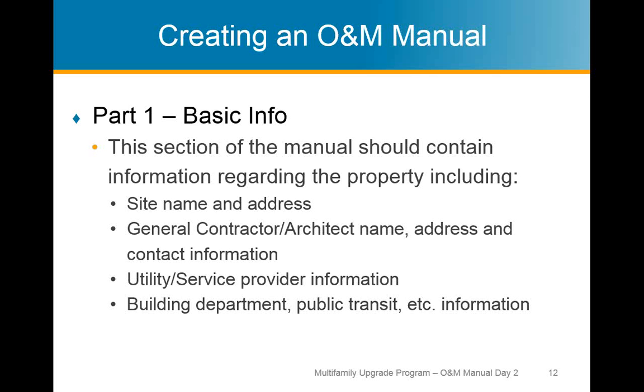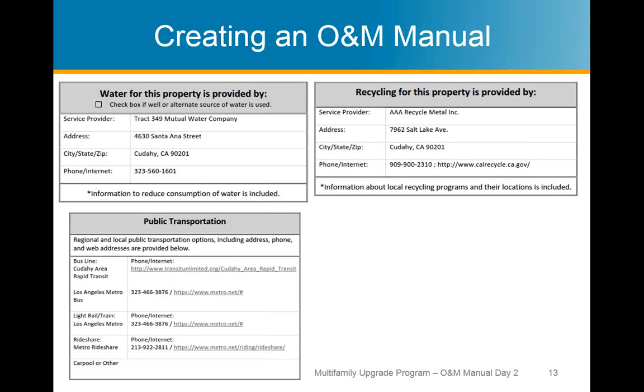And then some things that may not be immediately obvious for basic info are external resources: the city's building department, the municipal information, the county information, but also public transit information and other external resources.